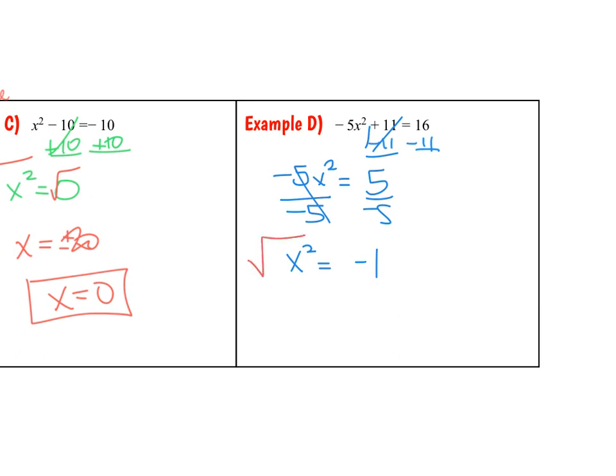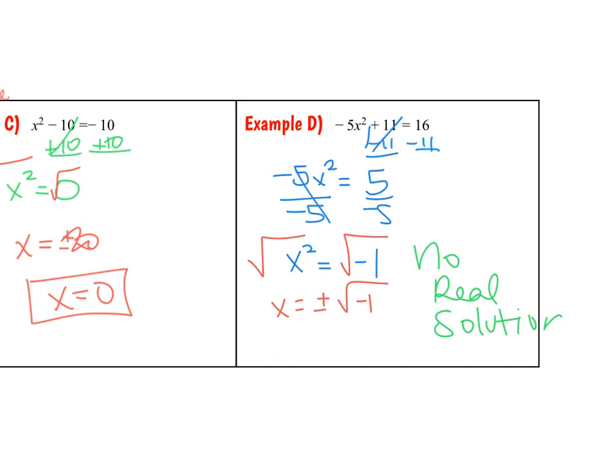Now we're supposed to take the square root of both sides, but when we do that, we actually have a negative value inside the square root. If you ever see that, this means that there is no real solution. You are never allowed to have a negative in the square root. That is not allowed. So if you ever are solving something and you get a negative inside the square root, the answer will be no real solution.